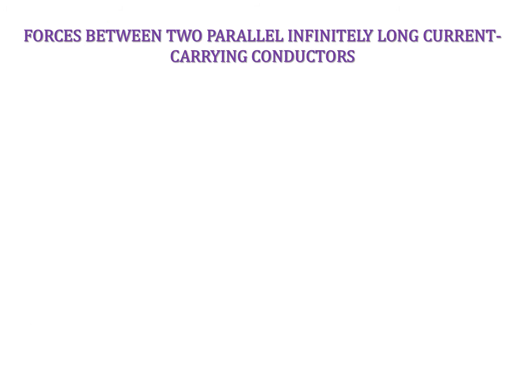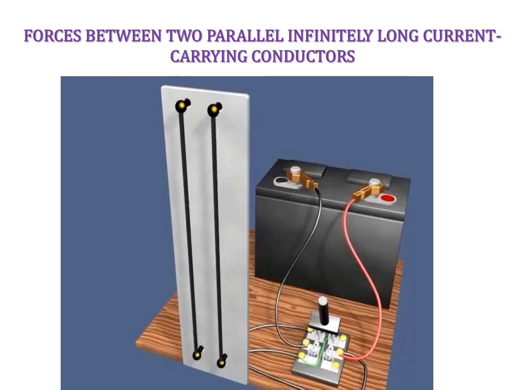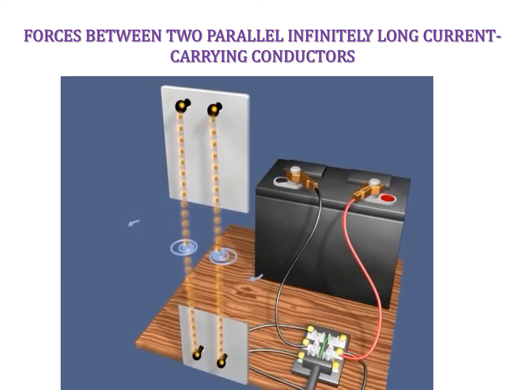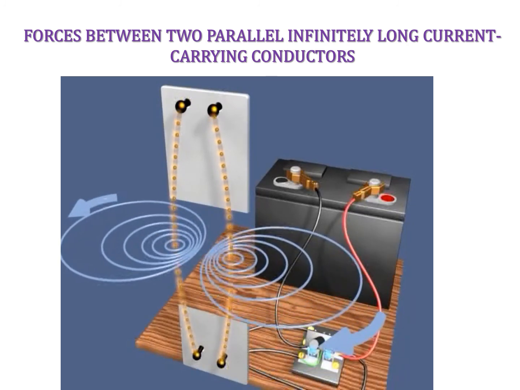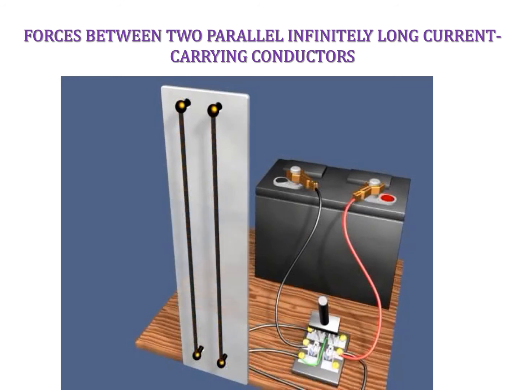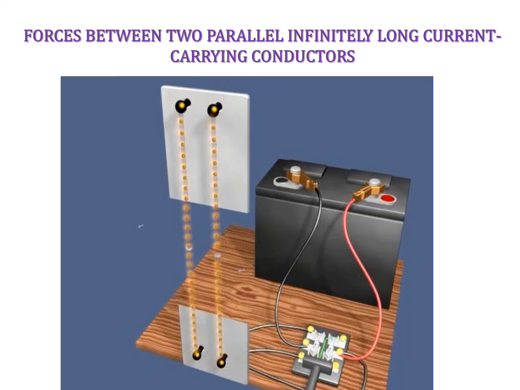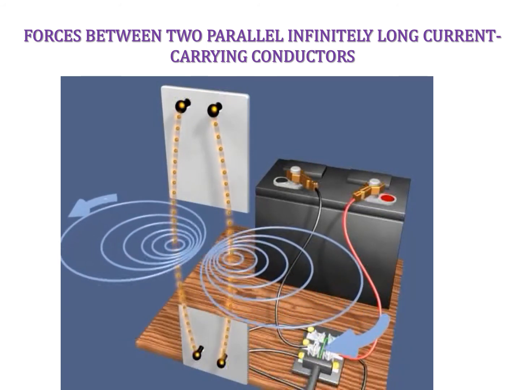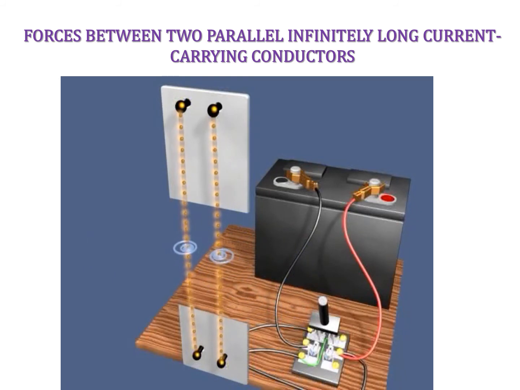Next we will see force between two parallel infinitely long current carrying conductors. If we take two parallel conductors which carry current in the same direction or in opposite direction, they will exert force on each other. First, let us take the two conductors carrying current in opposite direction. One of them is carrying current upwards, through the other the current is in the downward direction. You can see these conductors will repel each other. They are repelling each other when the current is in the opposite direction.